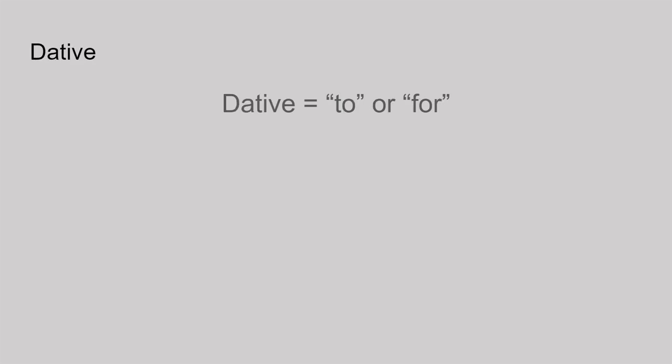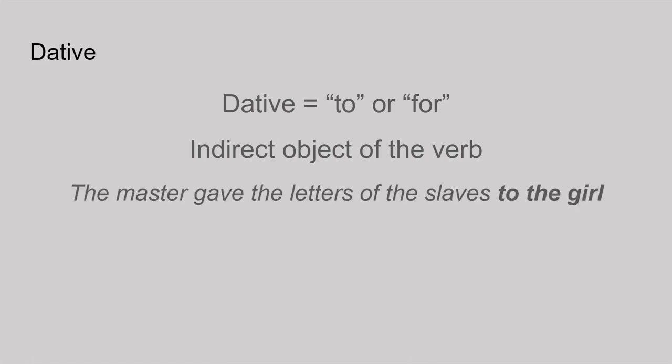The dative is what's called the indirect object of the verb. They're not the subject, but they're also not the direct object of the sentence because that's the accusative. So you've got to always keep 2 or 4 in your mind for this one. That's the best translation of a dative case. So in this example, it was the master gave the letters of the slave to the girl. She is the dative, she's the indirect object.